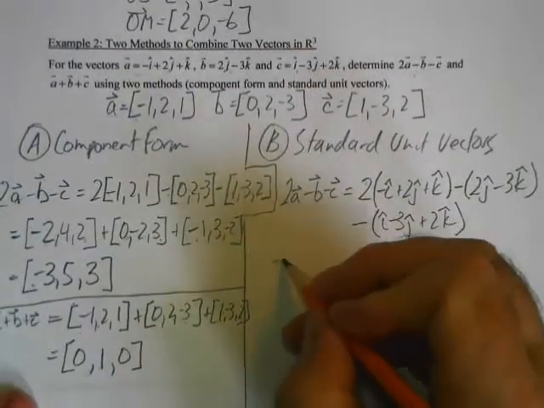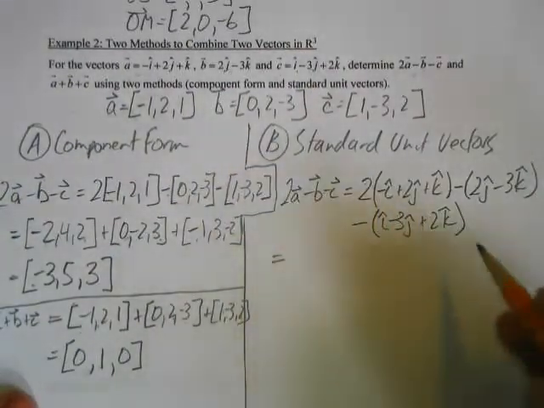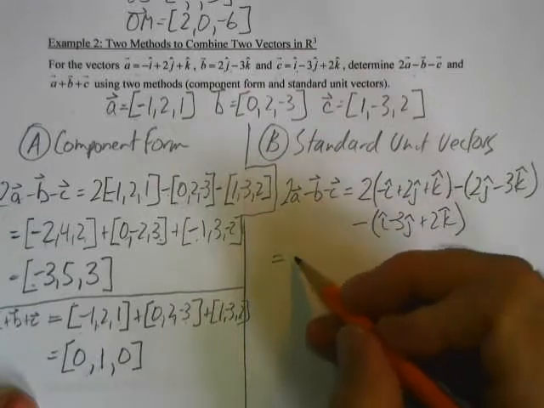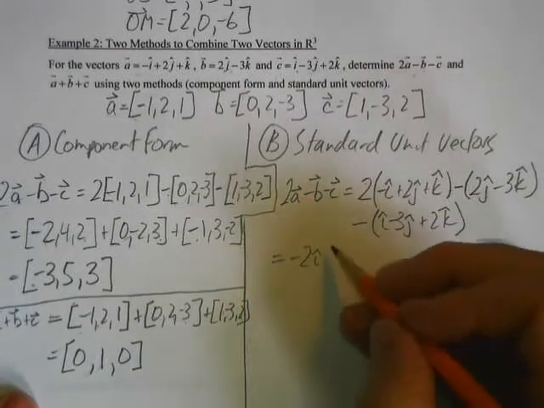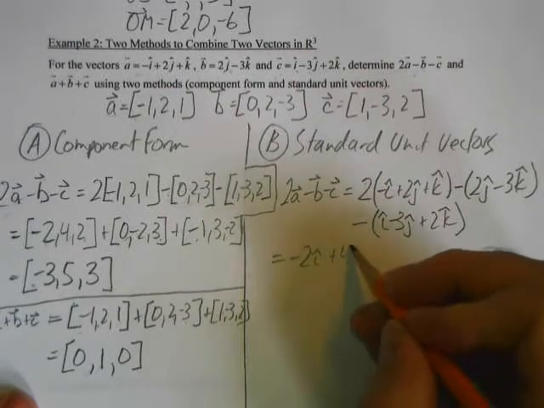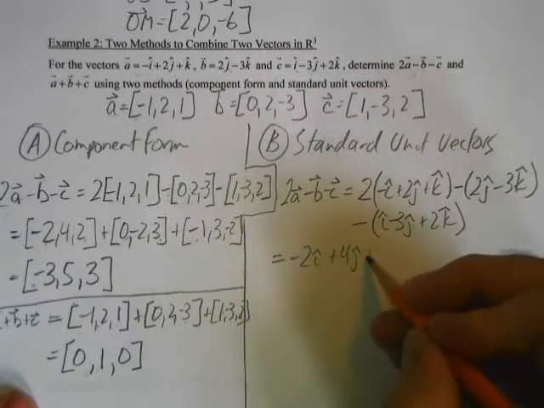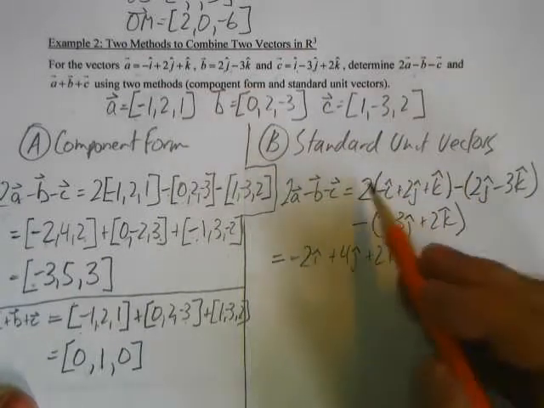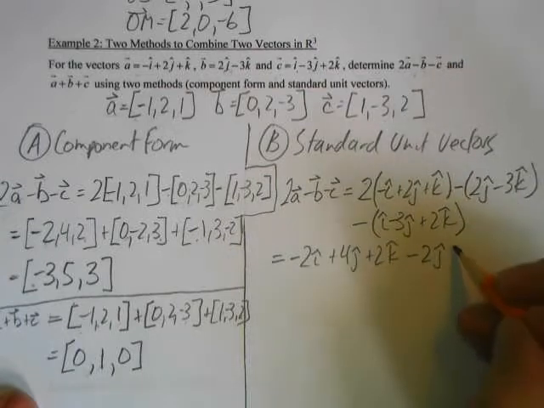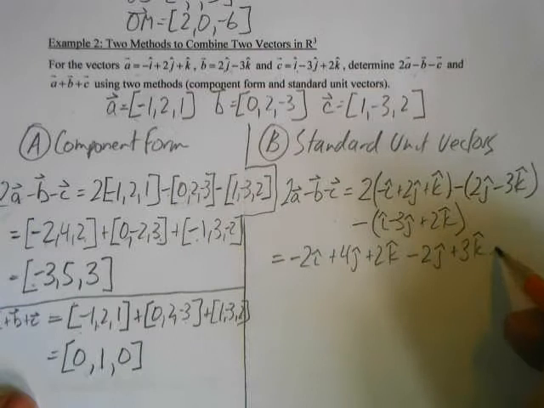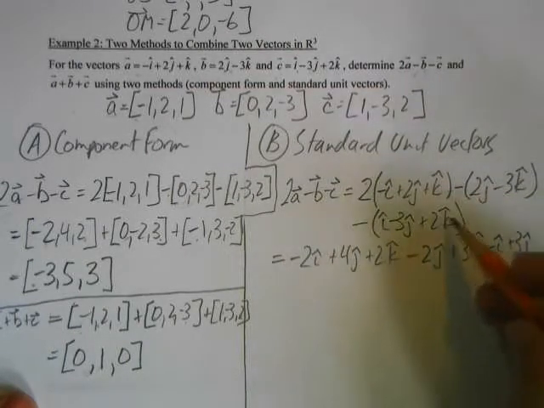Okay, so now we're going to just expand this. So I'm going to get negative 2i hat plus 4j hat plus 2k hat. So that's the first part. And then minus 2j hat plus 3k hat. And then minus i hat plus 3j hat minus 2k hat.